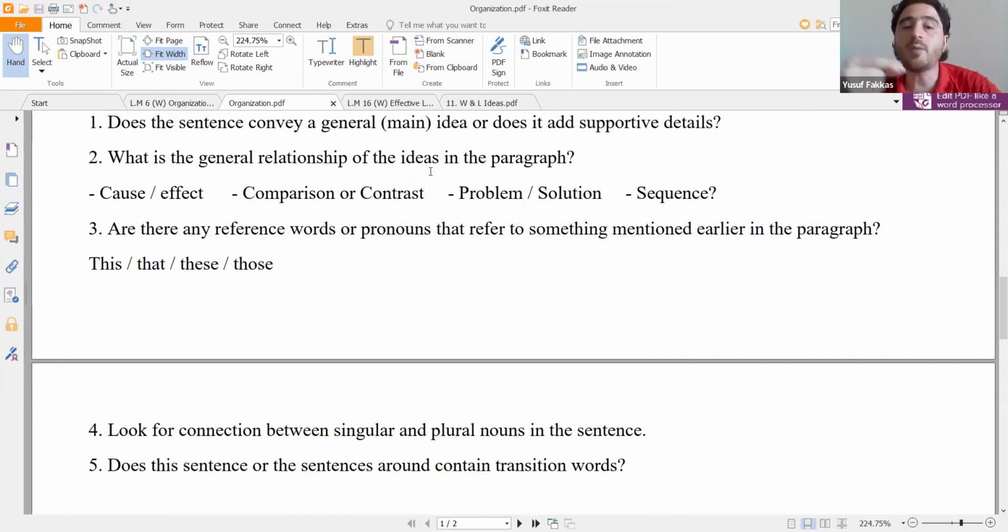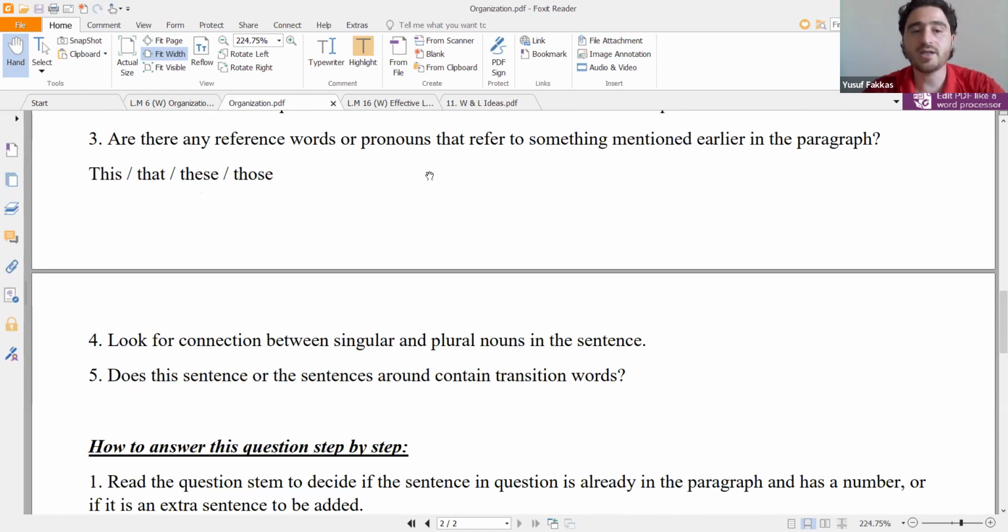Then when I'm reading the paragraph, I again need to understand the relationship of ideas in this paragraph. Again, am I using the comparison style? Am I talking about a problem and then after that presenting a solution? Is it just sequence, the order of a group of events that happened? Is it cause and effect, and so on?